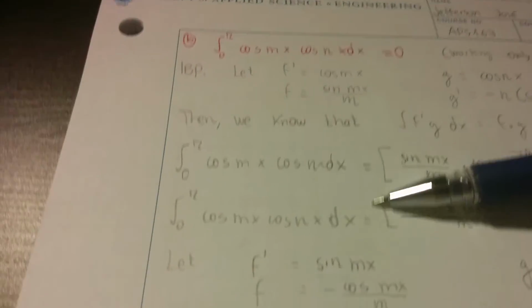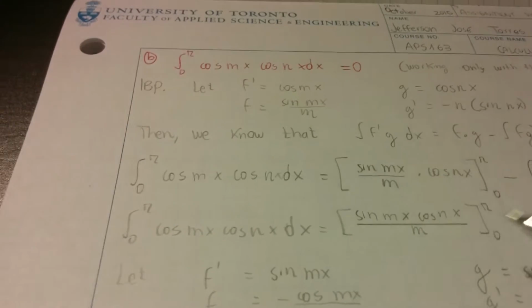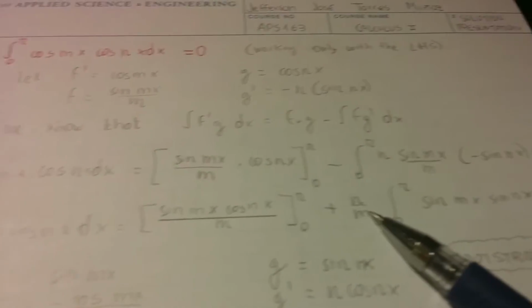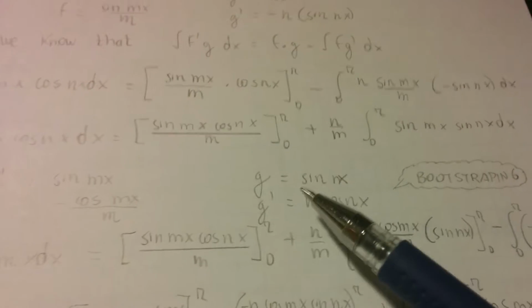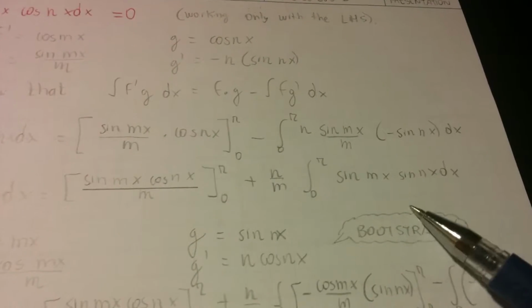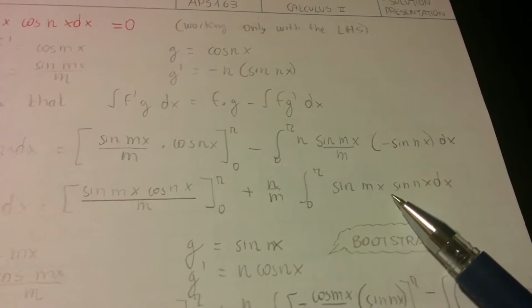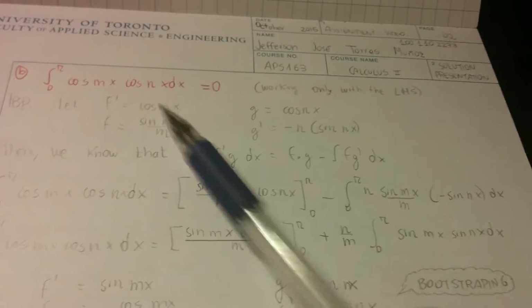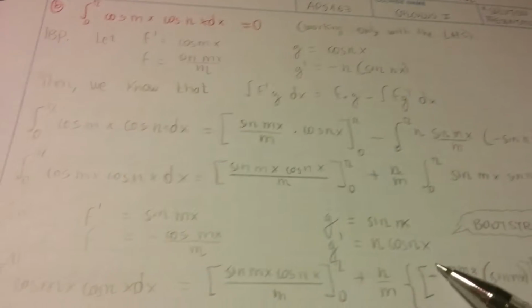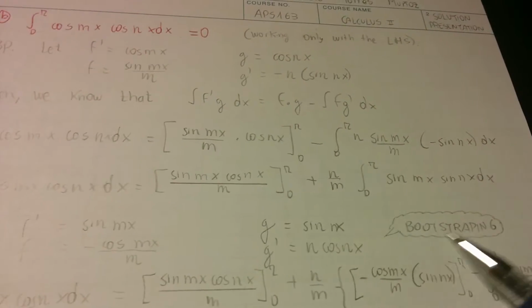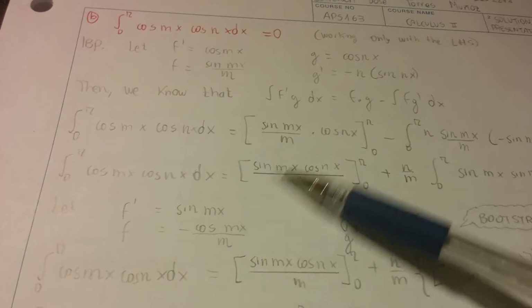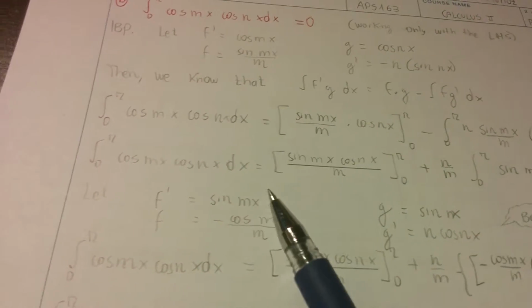So we keep working here. We conserve the boundaries. We take out the constants. And then we ended up with another integral of trigonometric functions. It's not the same as the original one, but it's pretty close. So we apply the bootstrapping method, which I find really useful. It helps me a lot in the assignments.